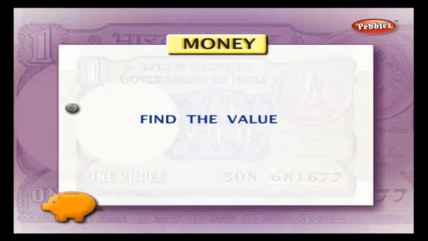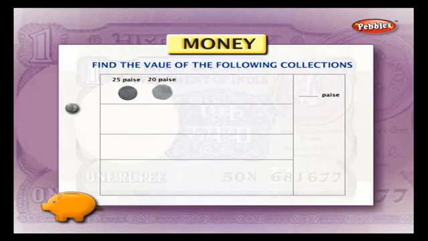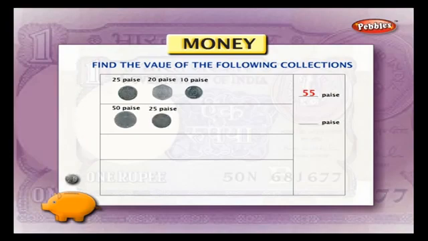Find the value of the following collections. Let us find the value of these coins. 1 25 paise plus 1 20 paise plus 1 10 paise is equal to 25 plus 20 plus 10, which is equal to 55 paise. 1 50 paise plus 1 25 paise plus 1 10 paise is equal to 50 plus 25 plus 10, which is equal to 85 paise.